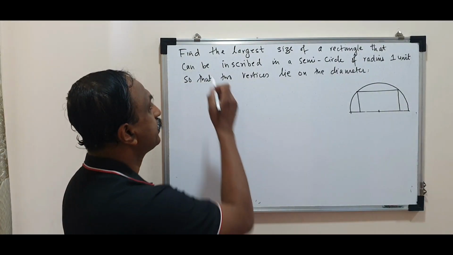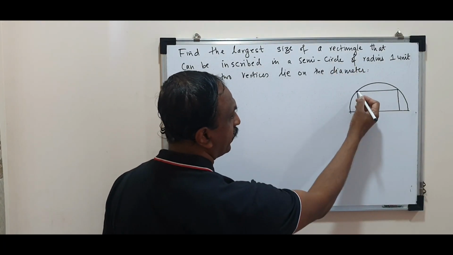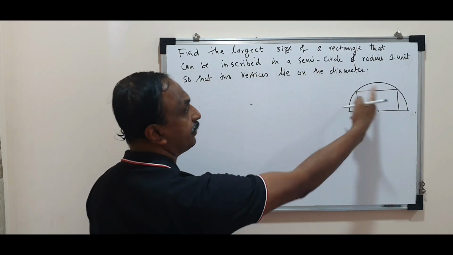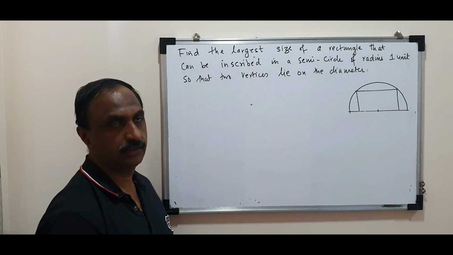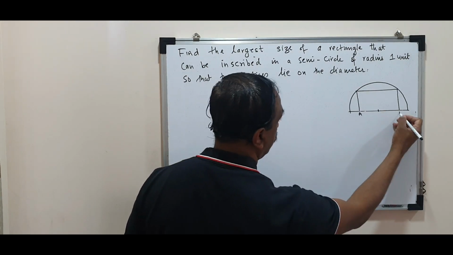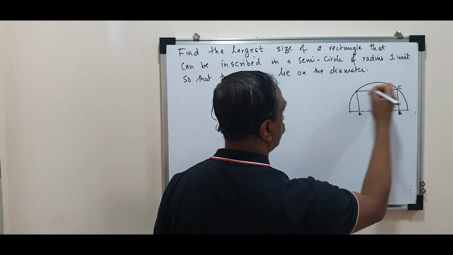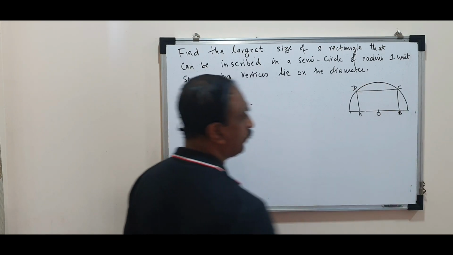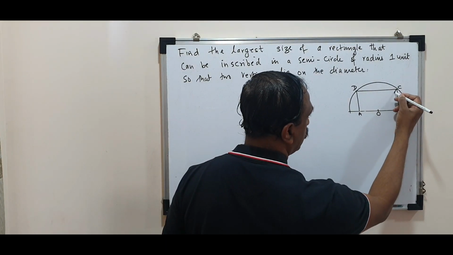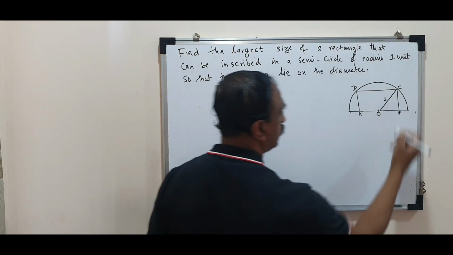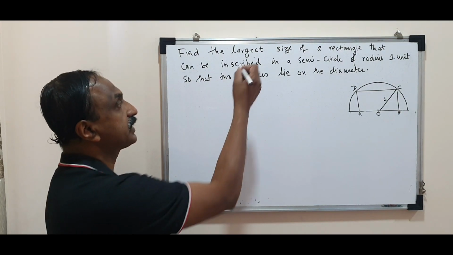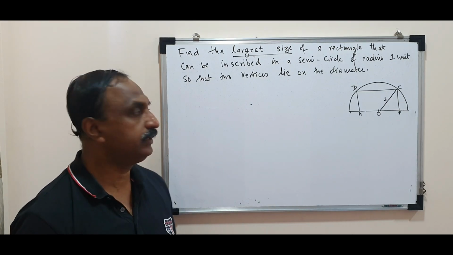Now the question here is, find the largest size of a rectangle that can be inscribed in a semicircle of radius 1 unit, so that two vertices lie on the diameter. So two vertices A, B lie on the diameter. Let's say the center of the circle is O. Naturally, the length OC will be 1 unit. This much we know. So we want to maximize the area of the rectangle. Largest size means naturally the area of the rectangle.